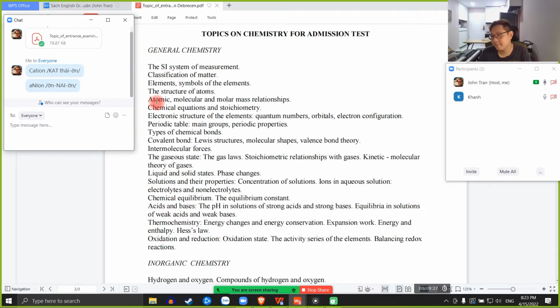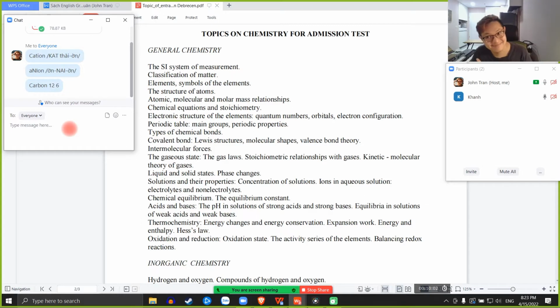Now, so tell me, if I have carbon 12, 6, what does it mean? What are these numbers? It means that the carbon has a mass weight of about 12. 12 what? What is the unit? 12 atomic mass units, and it contains 6 protons and 6 electrons. So it should be 6 electrons as well. Right, very good.